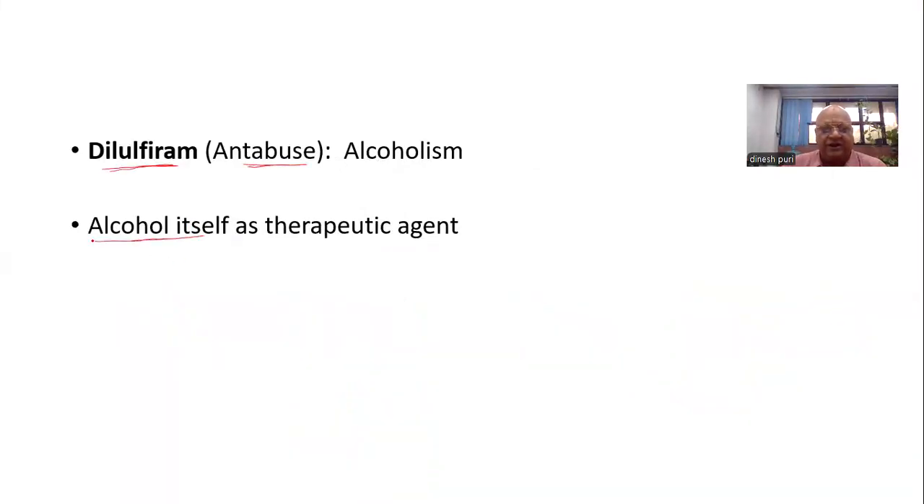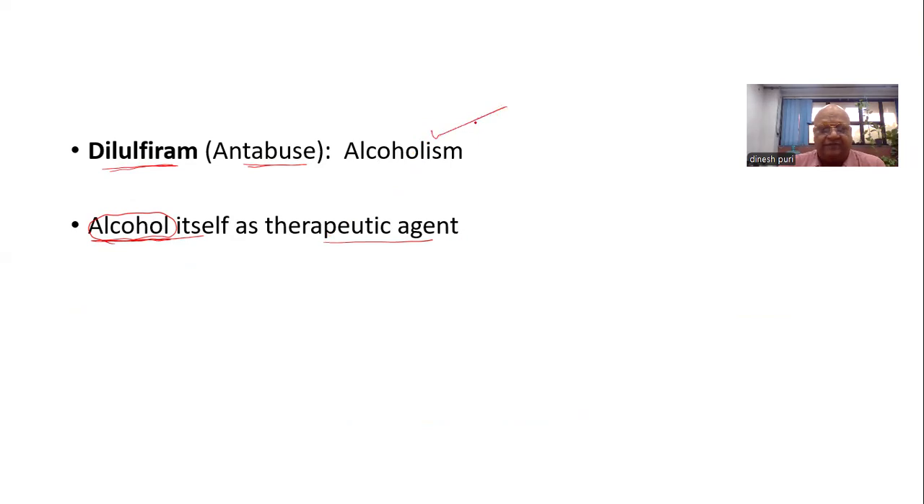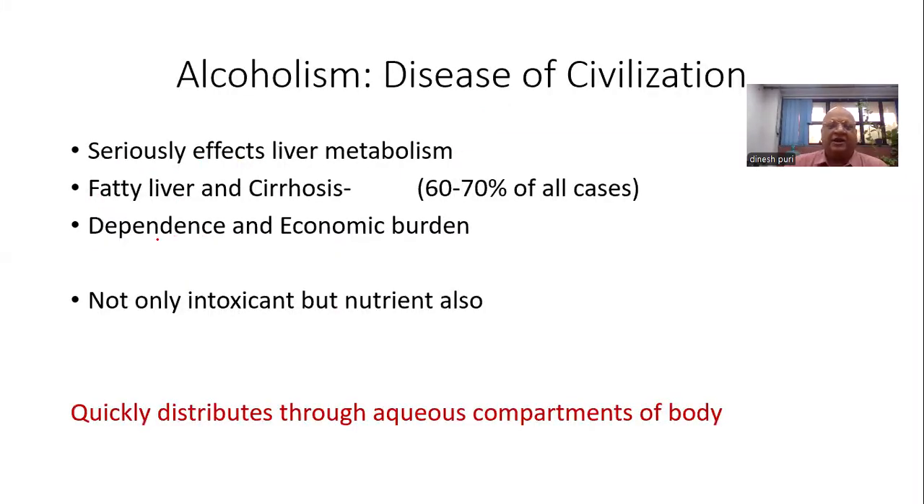Paradoxically, here alcohol itself is going to act as a therapeutic agent. In the first problem, alcohol itself is the culprit, and we are going to treat it with this drug. And second, there is one clinical condition where alcohol itself acts as a lifesaver, as a therapeutic agent. So we take the first problem, but before that, just to outline the enormity of the problem.